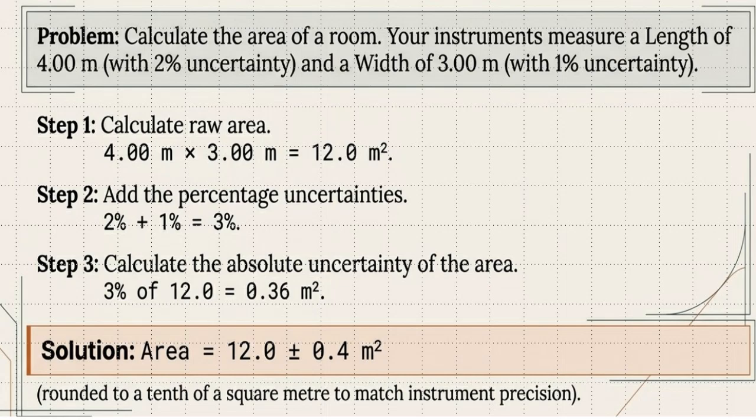Finally, express the area with this uncertainty, rounding to match the precision of the instruments, so we write the area as 12.0 plus or minus 0.4 square meters. This method helps us understand not just the size of the room, but also the possible range due to measurement limits.